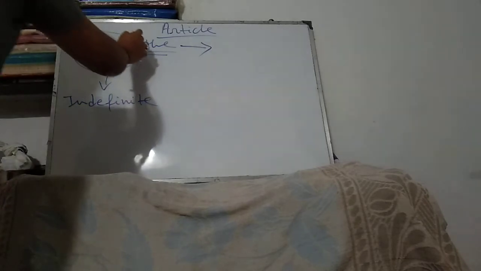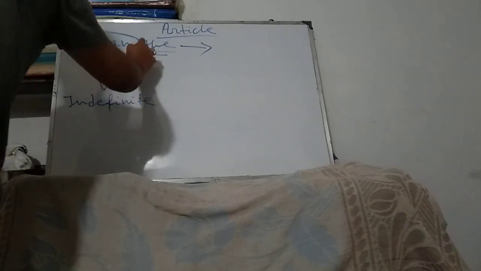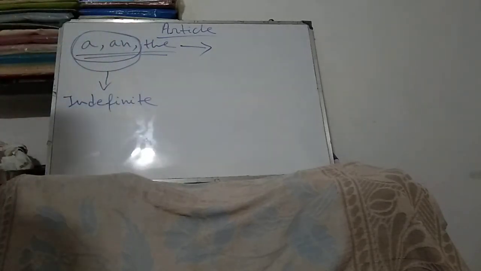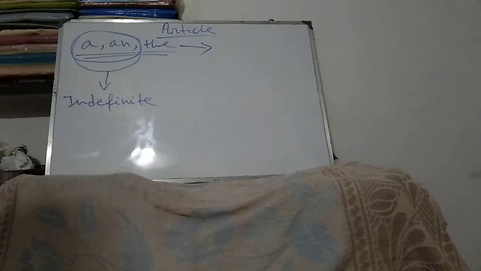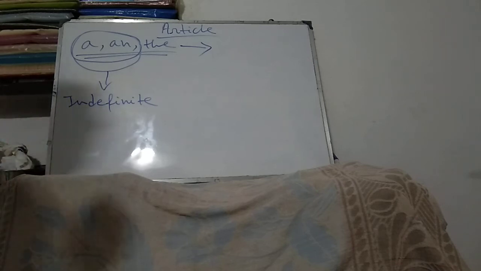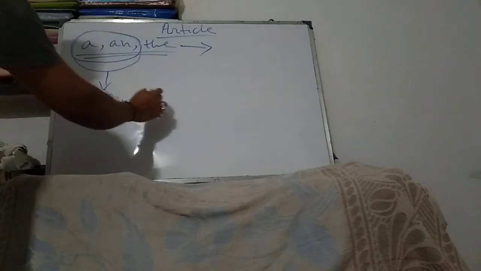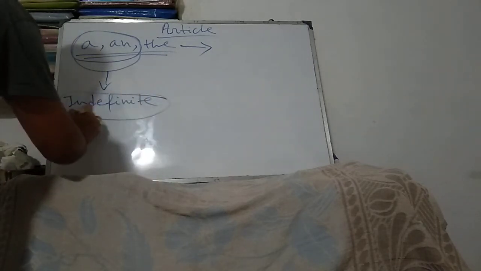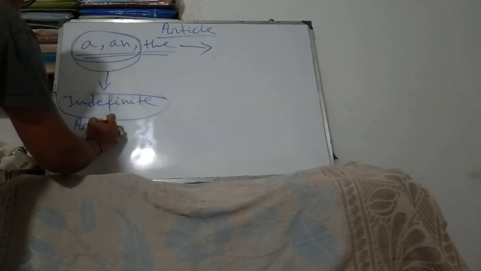A or an is used to refer to some indefinite things, indefinite nouns. It is not used to refer to a particular thing or definite thing. That's why a or an is called indefinite article.